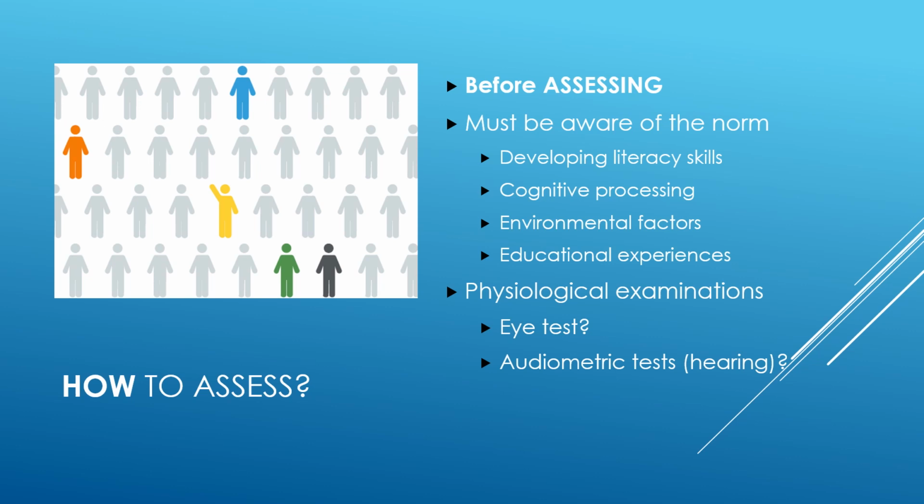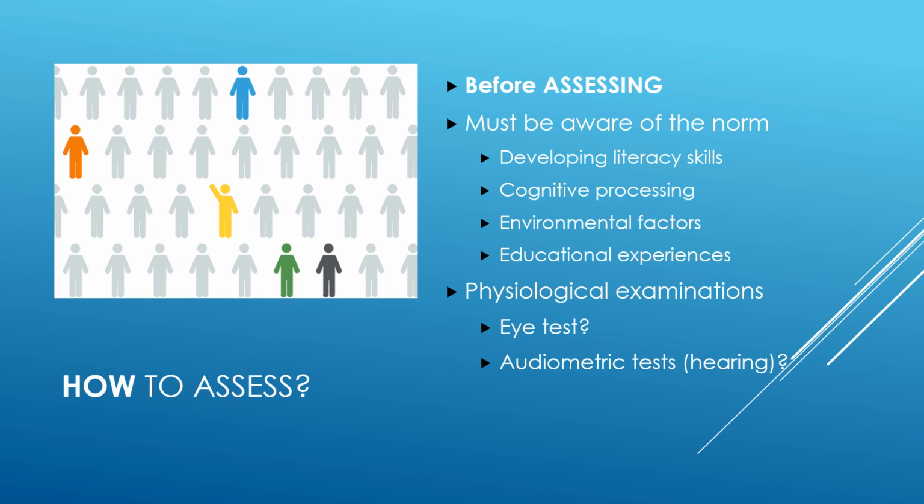So there's a lot of information that you need before actually assessing. The more information you have from the background, the better. You need to obviously be aware of what is the norm for that age group in terms of literacy skills and cognitive processing. Are there any environmental factors which may have impacted on that child's learning up to date and that may impact on the assessment? What are their educational experiences? Have they moved schools a lot? Have they been attending school a lot? Is there any reason why they may not have had the same educational experiences as the rest of their group?